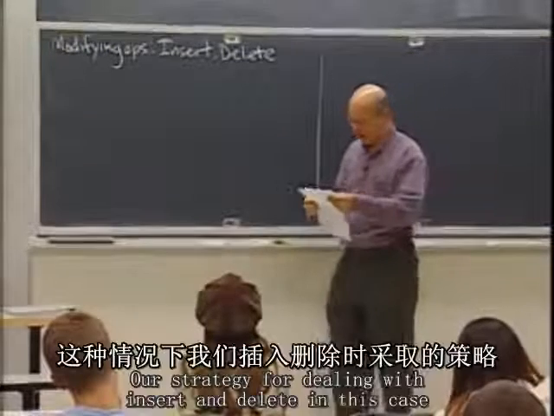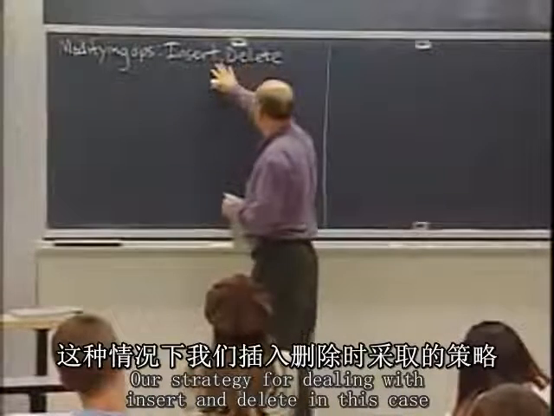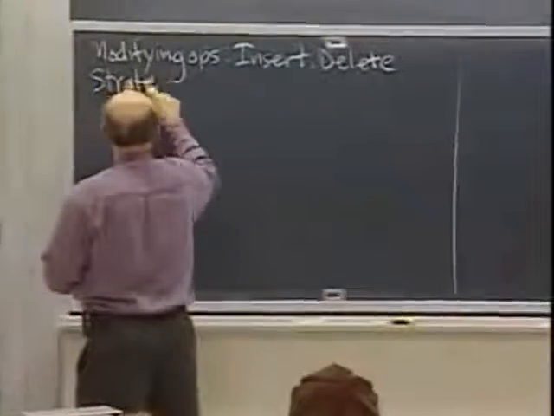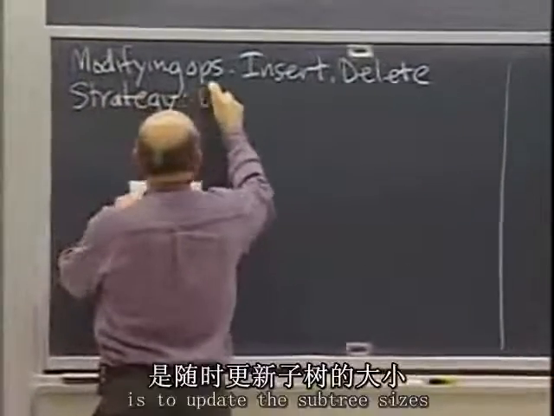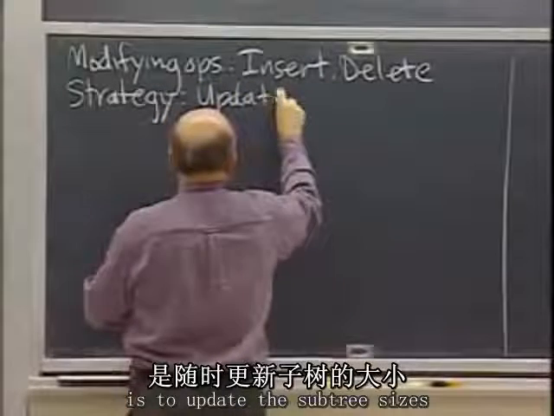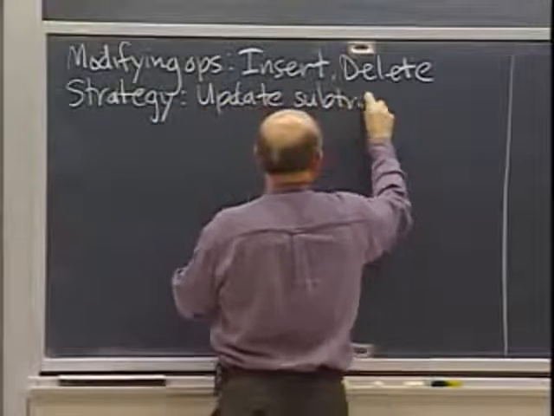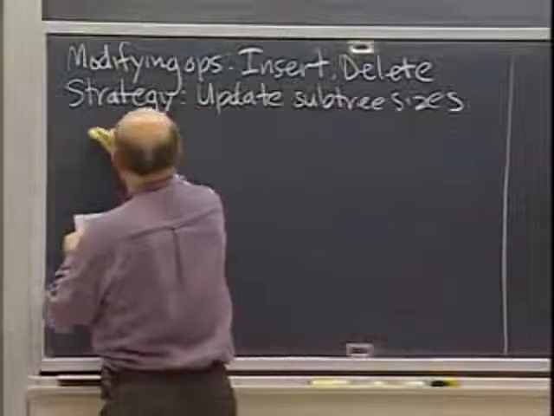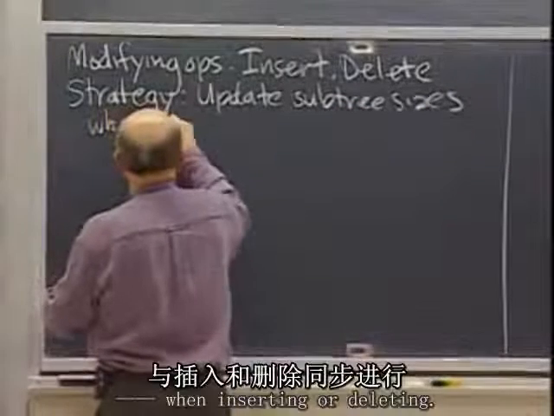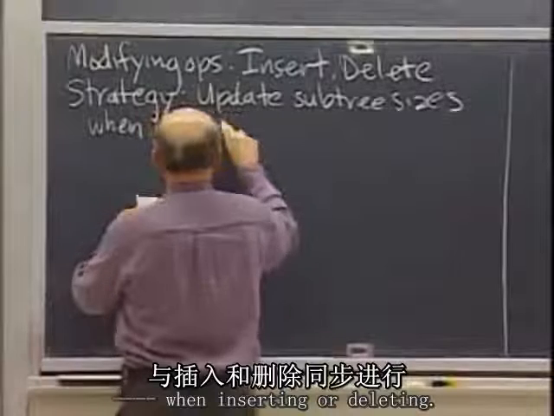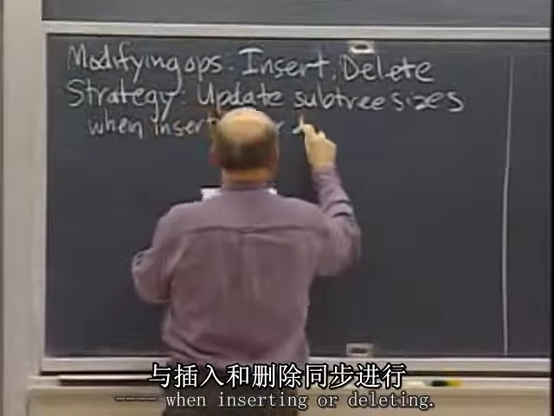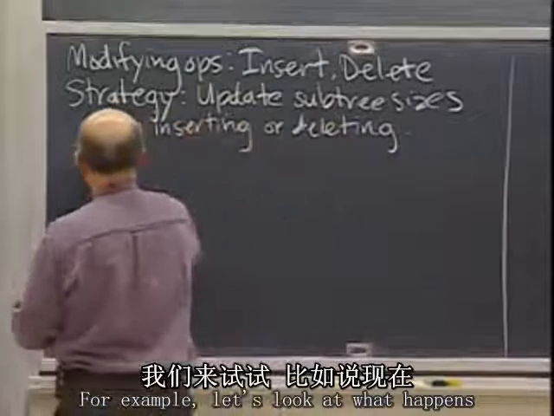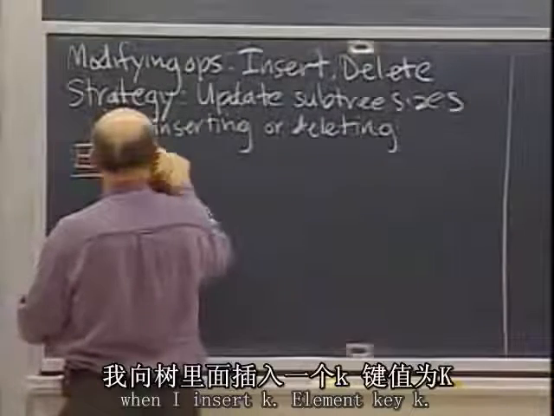Okay. So our strategy for dealing with insert and delete, in this case, is to update the subtree sizes when inserting or deleting. So for example, let's look at what happens when I insert k.